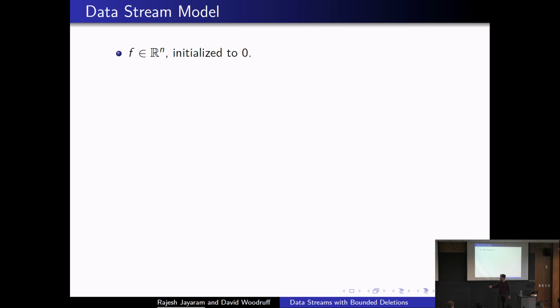So n is really large, and at every time step, f receives updates coordinate-wise. At time t, you get an update index i_t, which is the coordinate, and an update delta_t. This causes the current value of f_{i_t} to be updated by delta_t.